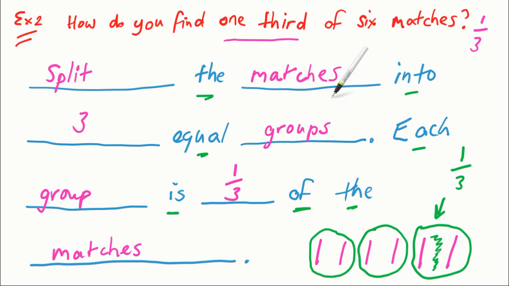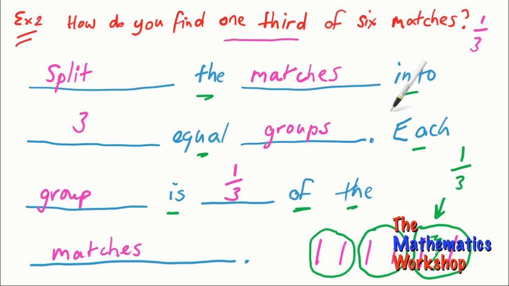I don't want you to say things like split the matches into 3/3 or 3 equal groups of 2. Just 3 equal groups. The key thing that I want you to understand is how many equal groups or parts to divide the thing into. And you'll always be looking at the fraction part of the sentence to figure that out.